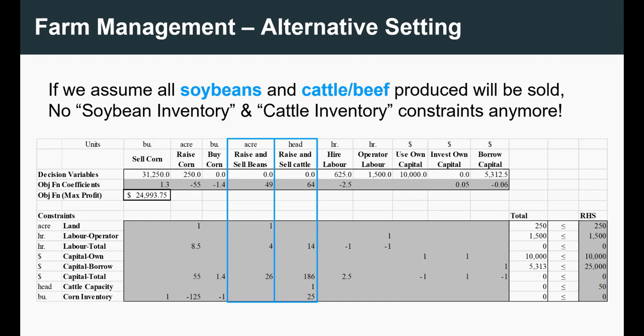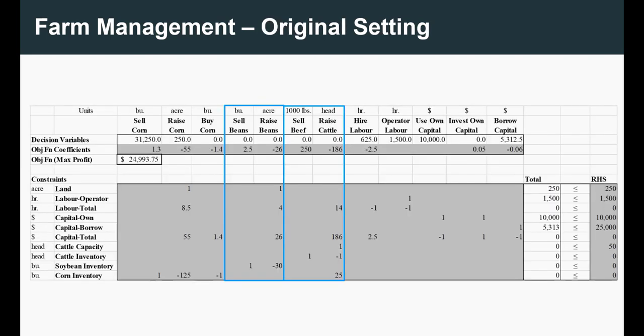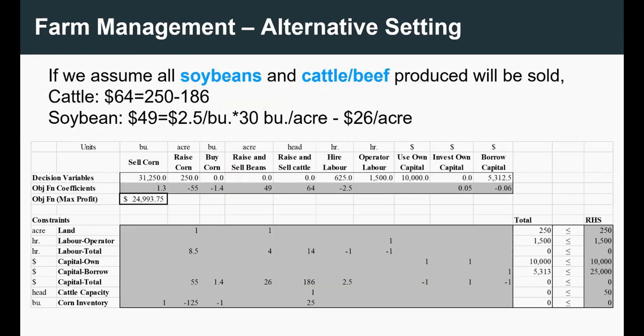And if we change this activity here, so this activity is different from the original setting, then the coefficient that we're using is also different. So this is what it looks like in the original setting. You will notice that there are two coefficients there and two coefficients there for both soybeans and beef and cattle. However, in the new setting, the coefficient is different. You have to do a little bit more calculation here.